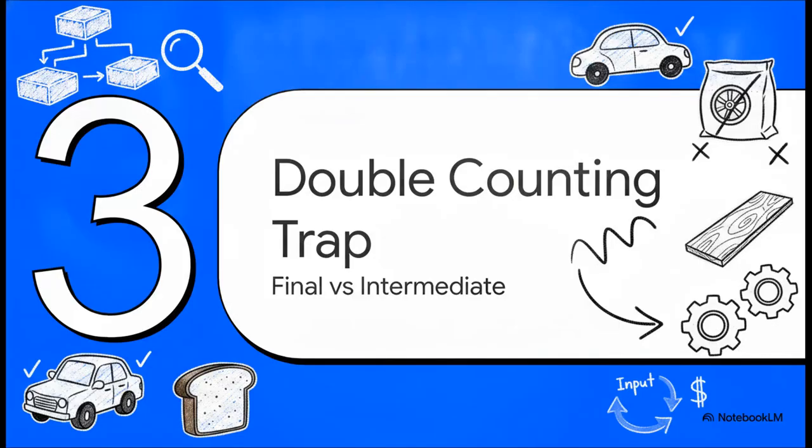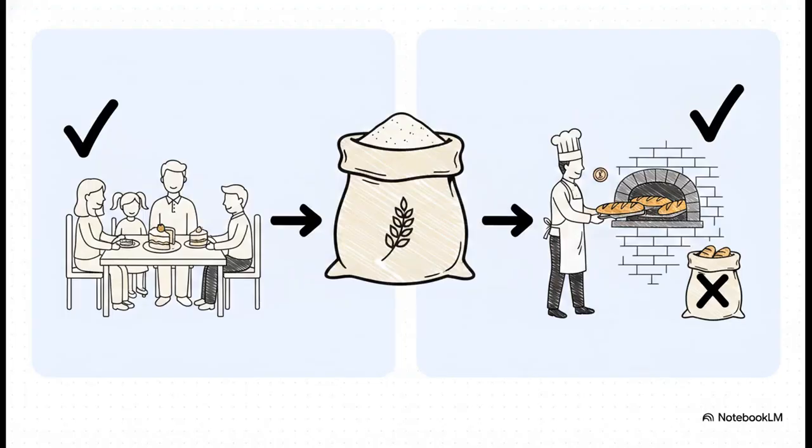Section 3. The double counting trap, final versus intermediate. Let's move on and see how this builds. In our giant house, let's say someone brings home a bag of flour. Do we count it in our final audit? Well, the textbook rule tells us it's actually incredibly hard to draw a strict line between intermediate and final expenditure. Why? Because it depends entirely on the end user.